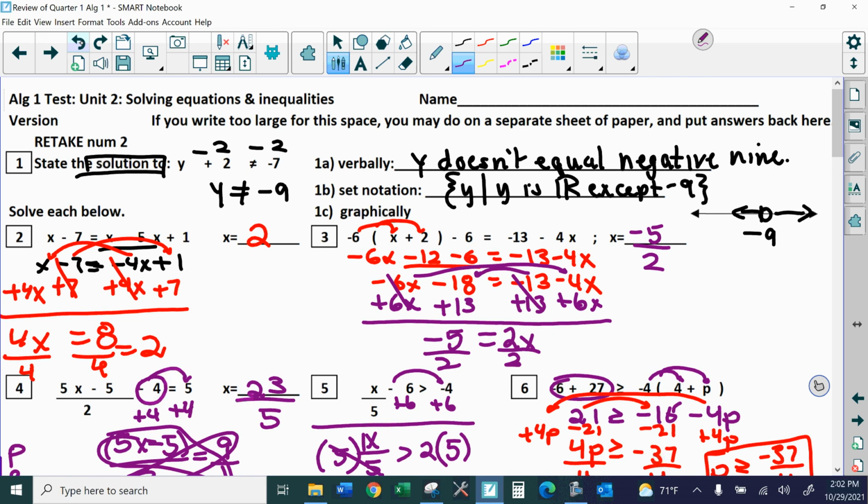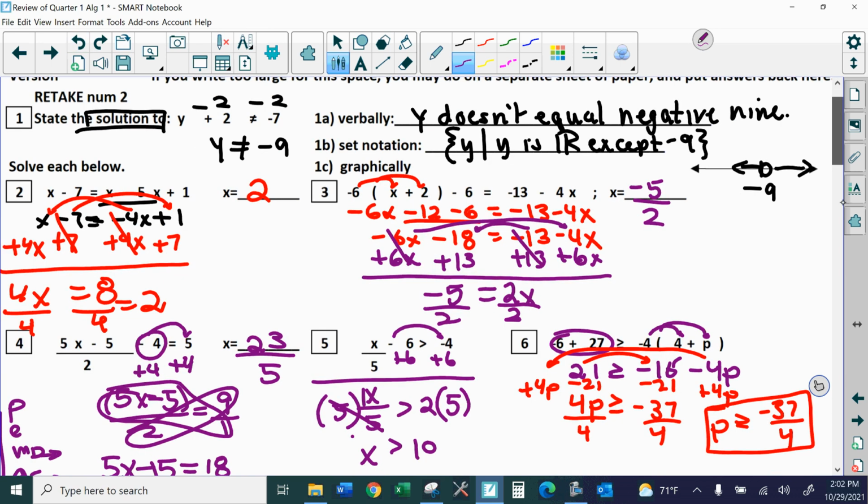Come on. Where is it? I thought I hit. Okay.